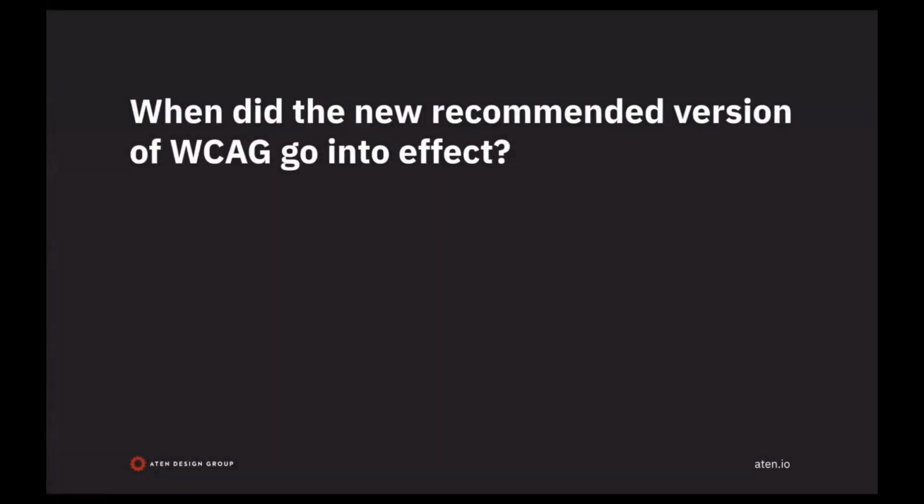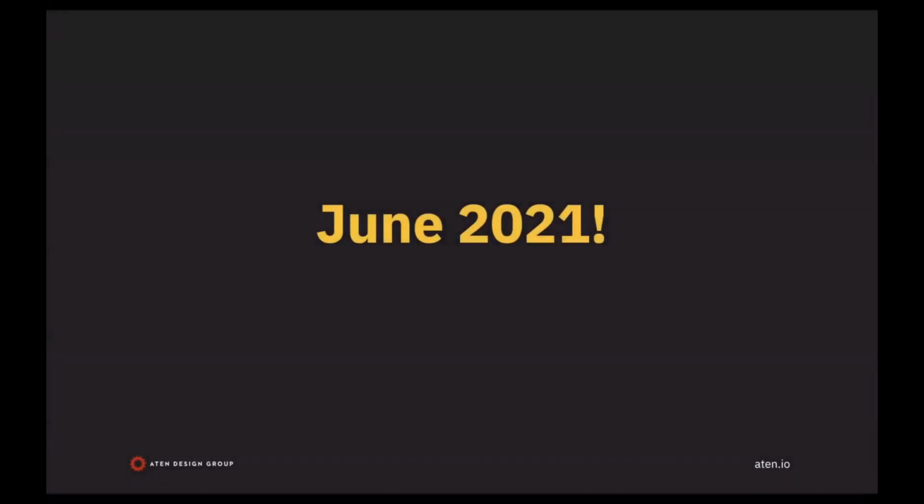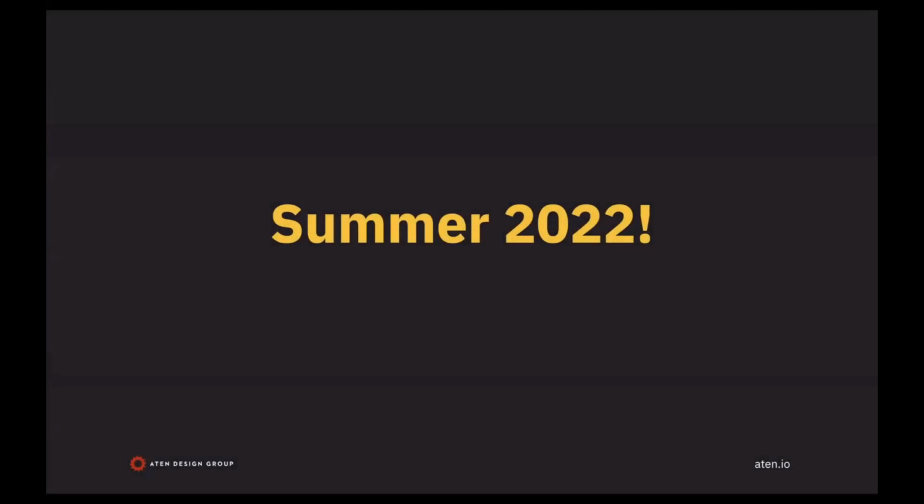So let's talk a little bit more about WCAG 2.2. When did the new recommended version of WCAG go into effect? And this is always a fun conversation. This has been going on for quite some time. Originally, it was supposed to be in effect in June of 2021, but as we can all guess, this has obviously come and gone. So then the big next push was the summer of 2022, which again, we missed that deadline. There was more that needed to be fixed up.